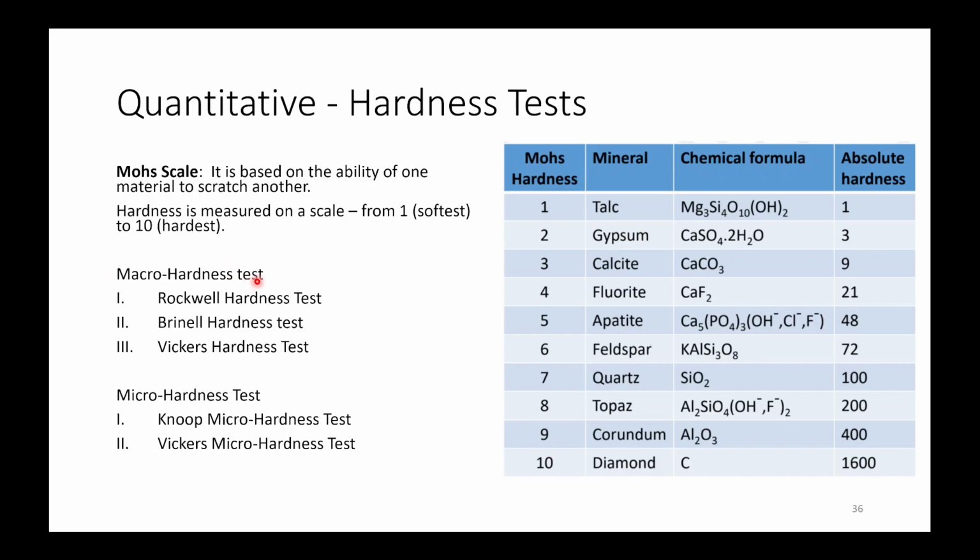Macro hardness tests are where the indentation will be bigger in size: the Rockwell hardness test, Brinell hardness test, and Vickers hardness test. These are macro hardness tests. In micro hardness tests, your loads will be smaller and your indentation size will be smaller as well. First is the Knoop micro hardness test and second is the Vickers micro hardness test. In the Vickers hardness test, your load will be in kgs, while here it will be in grams.